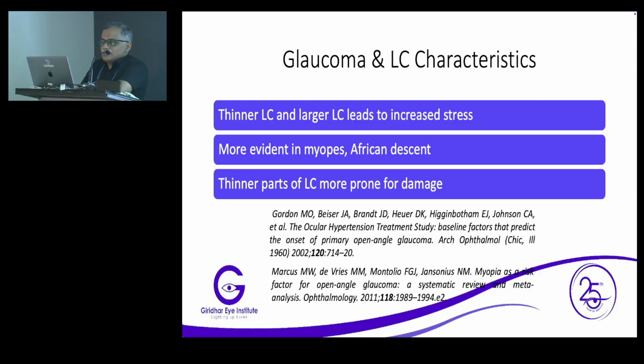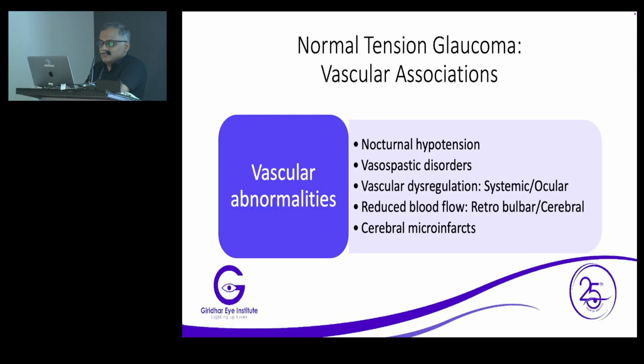Now, lamina cribrosa, yes, the thinner the lamina, the greater the stress. And when there is greater stress at the lamina, the neural rim becomes weak. It is more there in myopes of African descent, and thinner parts of the lamina are more prone for damage. Thinner parts of the lamina are the superior and inferior parts. Coming to vascular abnormalities, the nocturnal hypotension is very well documented to cause NTG. Vasospastic disorders, Raynaud's, migraine. Dysregulation syndrome may be systemic, that is the Flammer syndrome, or could be local, that is just the ophthalmic artery that is involved.